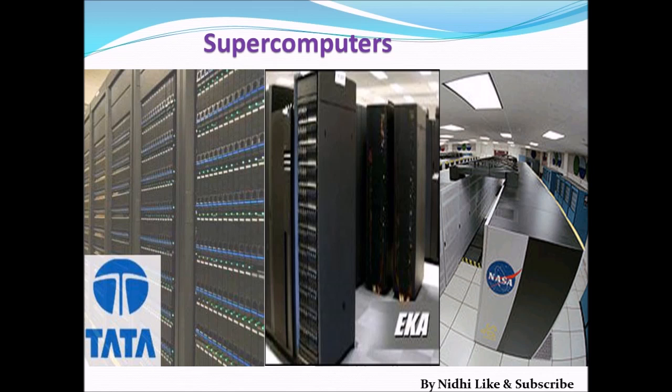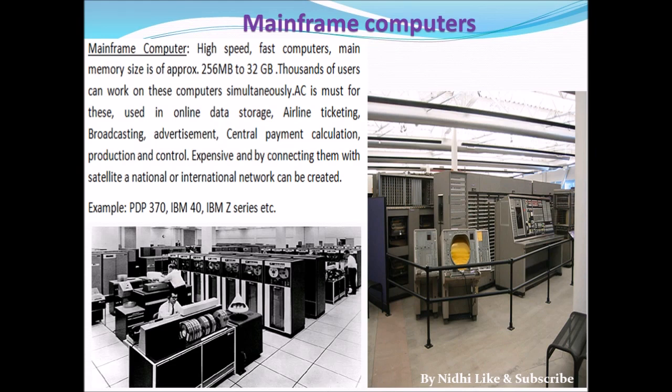Next is mainframe computers. Their speed is slow as compared to a supercomputer, but they are also very high speed, fast computers. Their main memory is approx 256 MB to 32 GB. You can say that our computer has a main memory, means RAM, of 2 GB or 4 GB. As compared to that, see the size of the RAM here. It is very fast. The speed of a computer depends on the RAM. Thousands of users can work on these computers continuously.